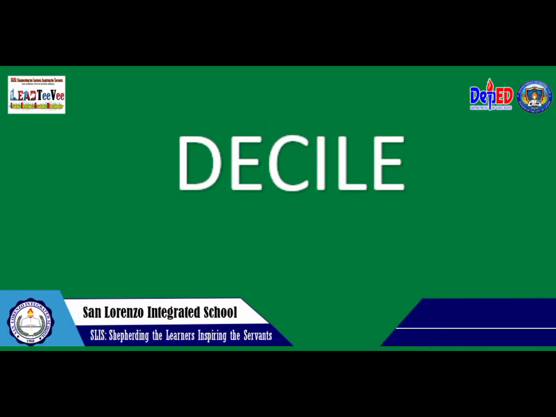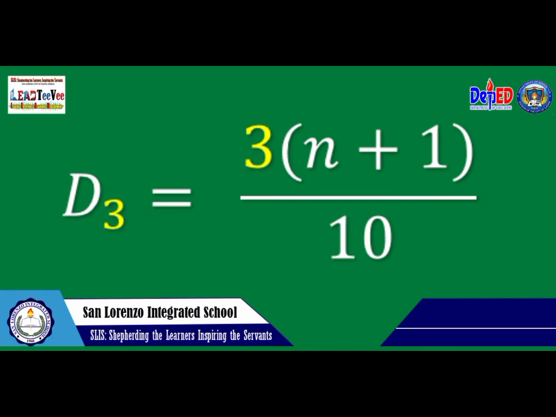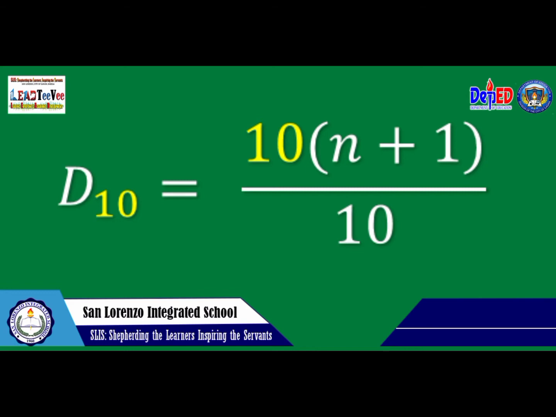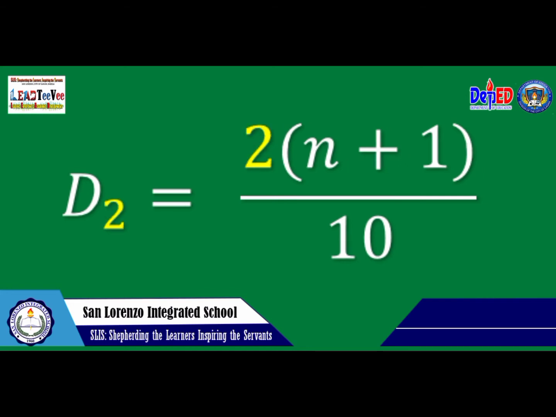And now we know how to solve problems with a decile using this magic formula: D sub k equals k times n plus 1 all over 10, where k can be 1, 2, 3, 4, up until 10 because it's decile. It's magic because to find the second decile, k will also become 2.